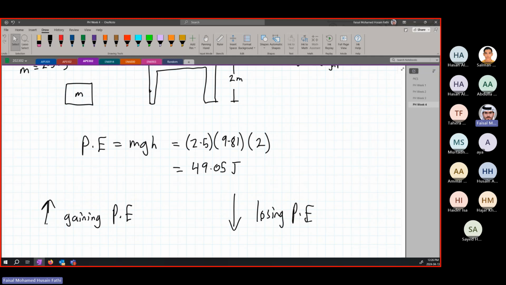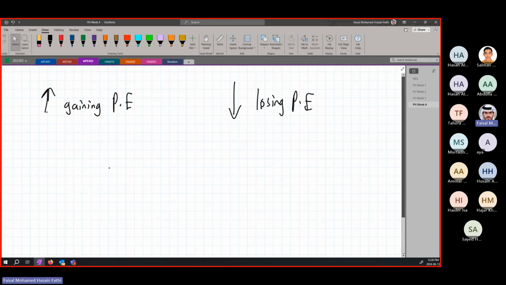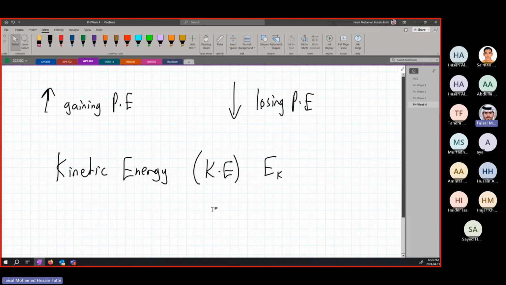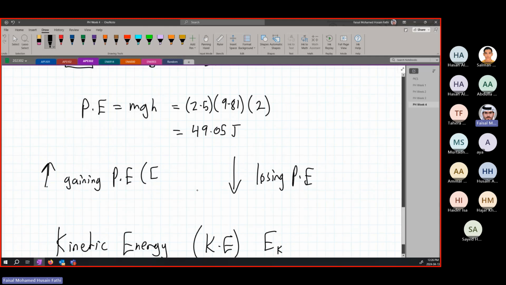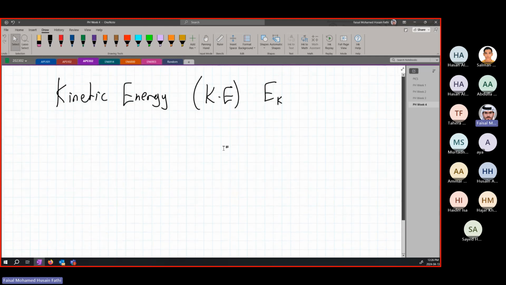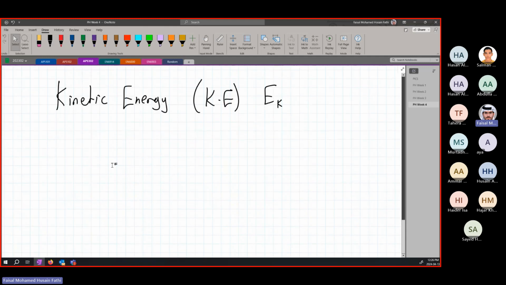All right. Now we have another formula, or another type of energy, I should say, which is the kinetic energy. Usually this is written as KE, or sometimes they write it as Ek, and for potential energy, sometimes they write it as Ep. It depends on the way they write it. It doesn't matter as long as you understand the concept.